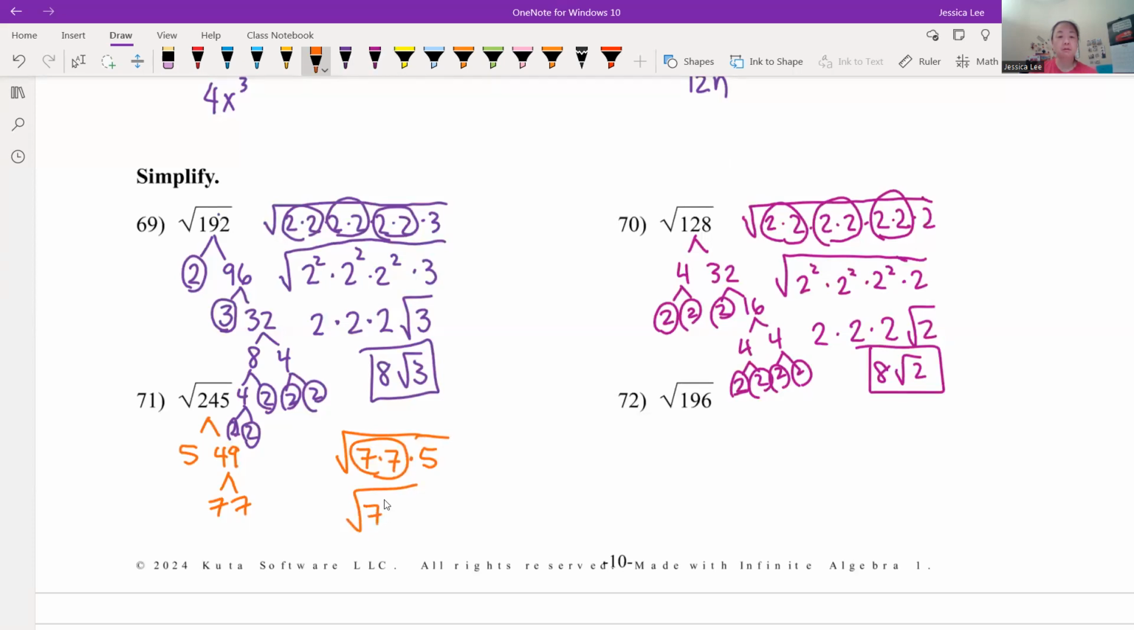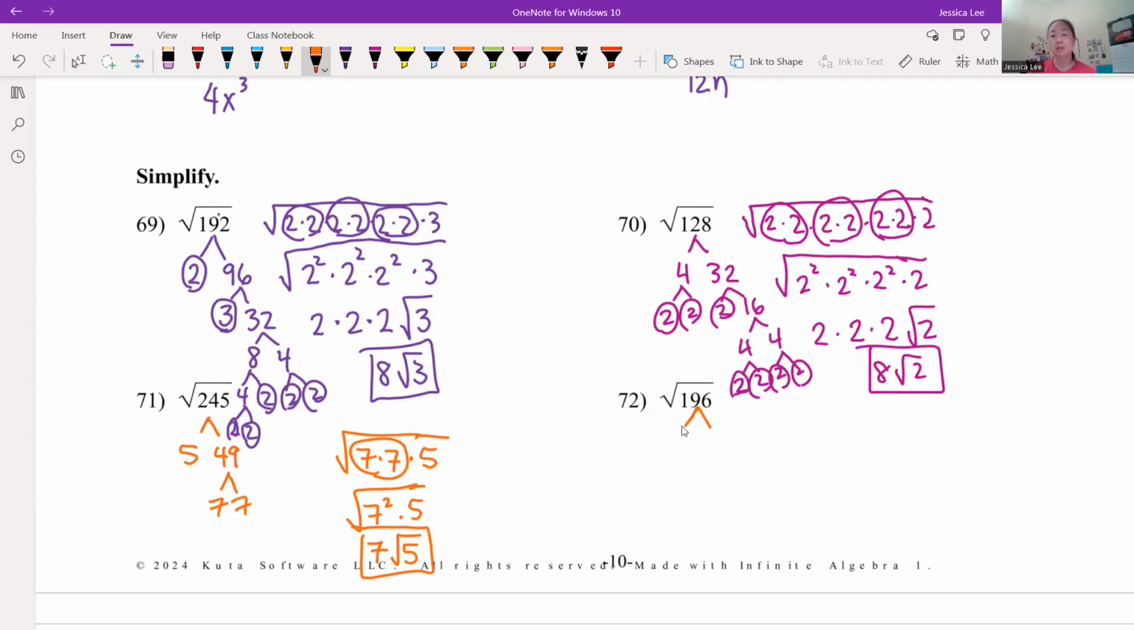This is my perfect square right here. So it's going to be 7 squared times 5. And what is 7 squared? 49. What is the square root of 49? 7. See, it always leads us back to the same number. So 7 root 5. So the square root of 245 is the same thing as 7 root 5, or 7 square root of 5.